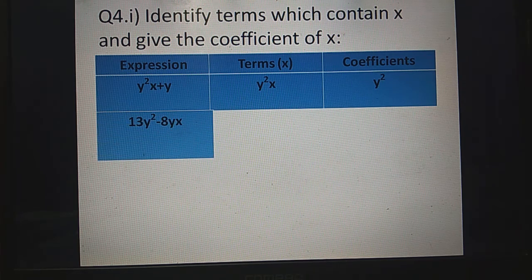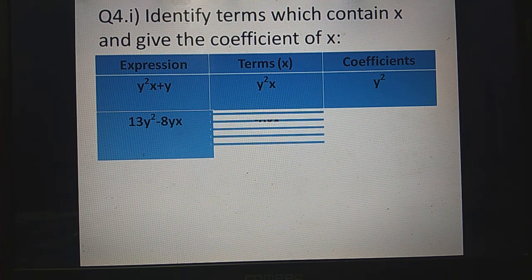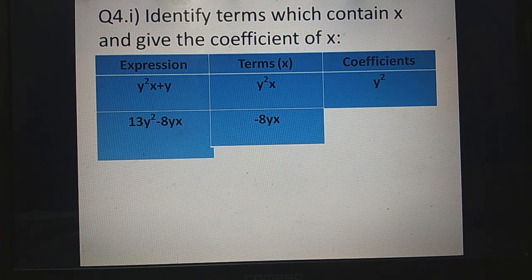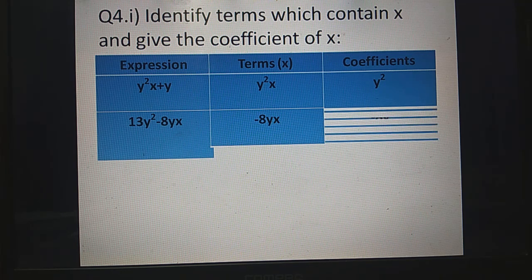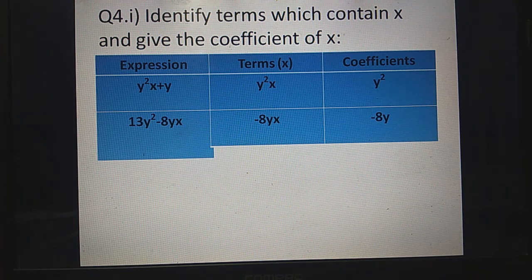Your second expression is 13y square minus 8yx. Again, there are two terms. The first term is 13y square. There is no x in it. The next term is minus 8yx. There is x in it. We will consider only this term. Now, in this term, except x, what is present? Minus 8y. This is coefficient of x.